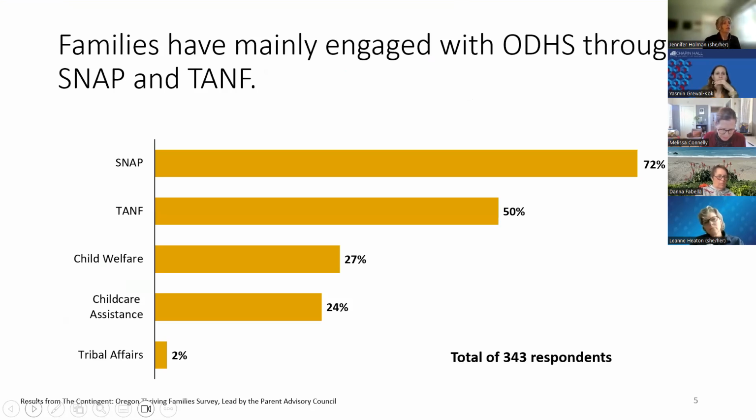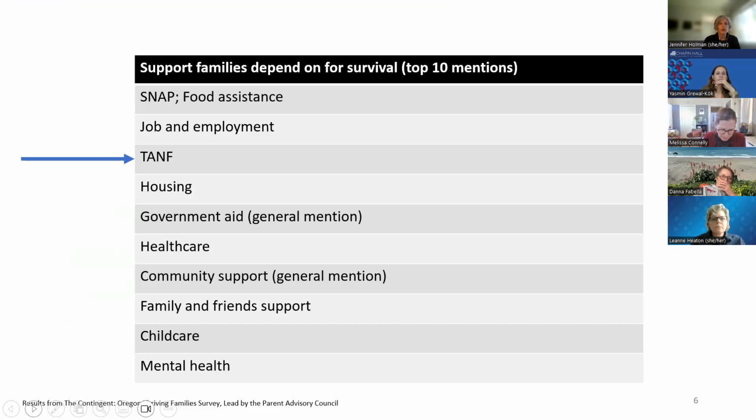So the folks that were surveyed, you can see the main form of engagement that they have with our agency is through our SNAP and TANF programming. And then further, if we look at the next slide, we asked families, what services or support does your family depend on for survival? And you can see that TANF came in as the third service or support that they really depend on for survival. So placed really high up there on what families are saying that they need from our agency.